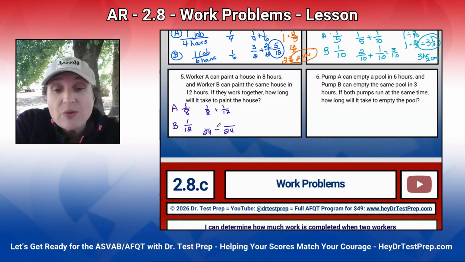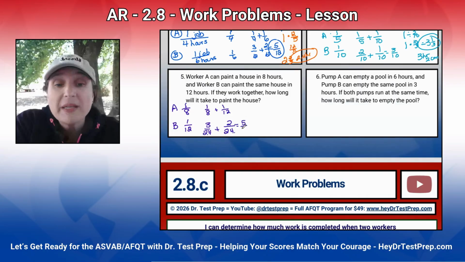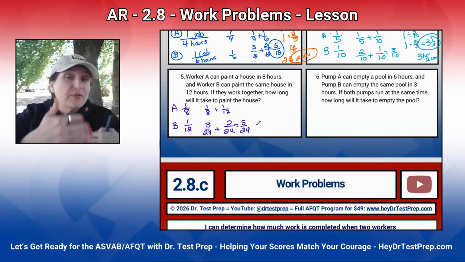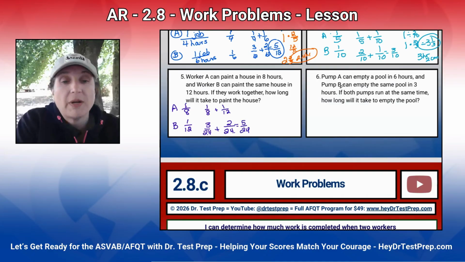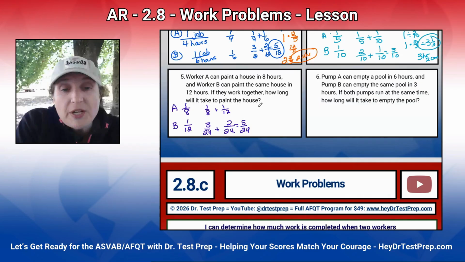So that's our least common denominator. 8 times 3 is 24. 1 times 3 is 3. 12 times 2 is 24. 1 times 2 is 2. So 5/24. And you probably have discovered the pattern that now we just flip the fraction, right? So keep, change, flip. We've got 24 over 5.